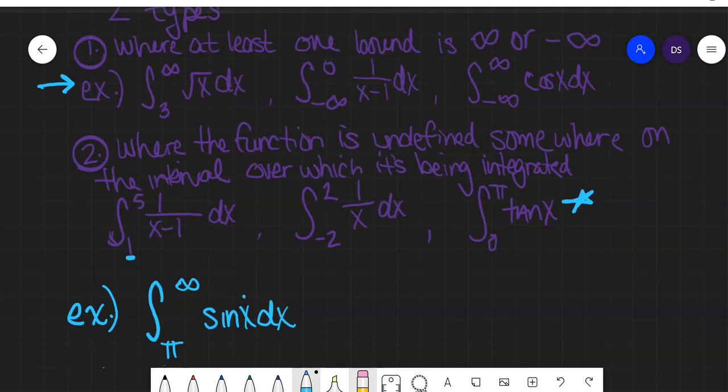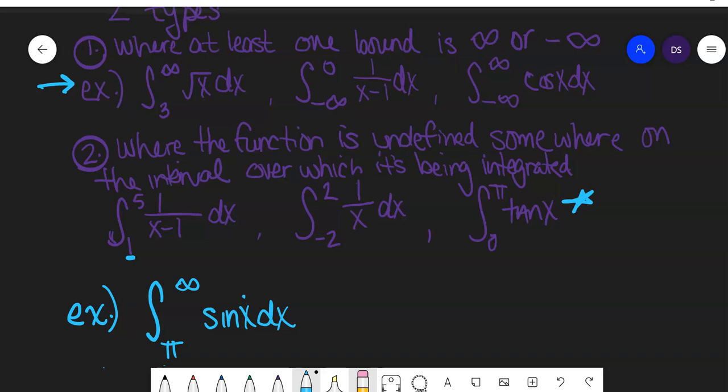For the second one, the next type of improper integral is where the function is undefined somewhere on the interval over which you're integrating it. So for example, there are three here. The integral from 1 to 5 of 1 over x minus 1, it's undefined at 1, and that's considered to be over the interval because 1 is a lower bound. The next one is the integral from negative 2 to 2 of 1 over x. That's undefined at 0.